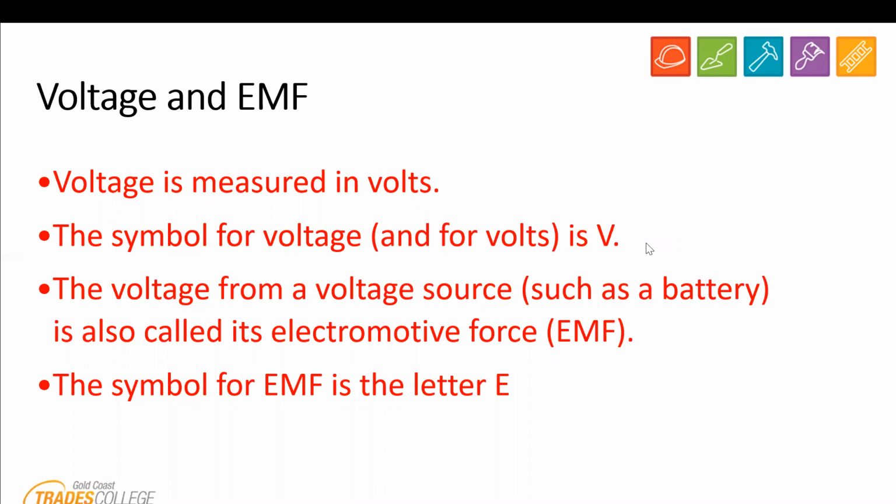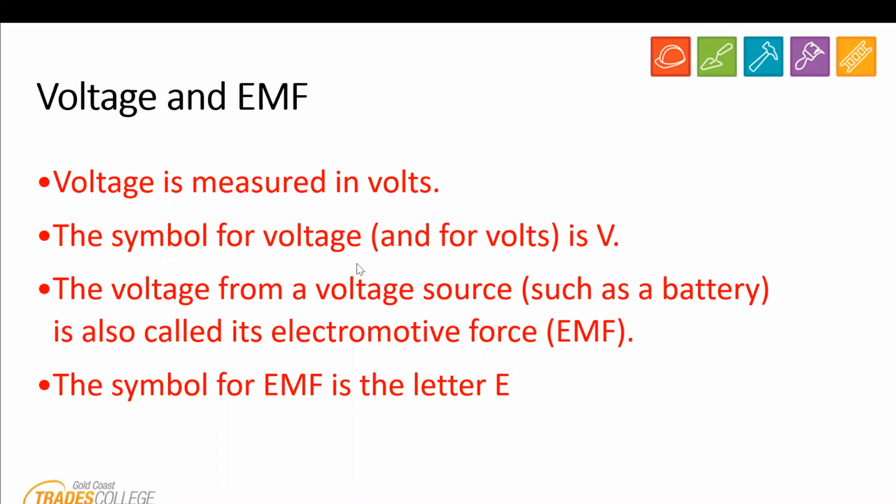The voltage from a voltage source, such as a battery, is also called its electromotive force, EMF. EMF is something that you may or may not have heard of. It's not something that you need to worry about too much at this stage. The further you get into electrics, whether it be Cert 3 or Cert 4, however far you guys want to go, you'll start to talk about voltage in a practical sense, like a battery. They'll talk about EMF, but EMF is measured in volts. Okay, so as long as you've got that down in red, that's all good.